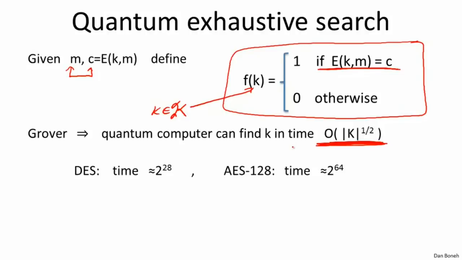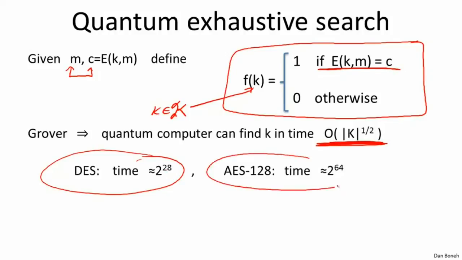So what does that mean? For DES, this would totally destroy DES. This would say that in time 2 to the 28, you can find a key. 2 to the 28 is about 200 million, so 200 million steps, which takes a millisecond on a modern computer. This would totally destroy DES. But even AES with 128-bit keys, you would be able to find the secret key in time roughly 2 to the 64. And 2 to the 64 is these days considered insecure. That's within the realm of exhaustive search.